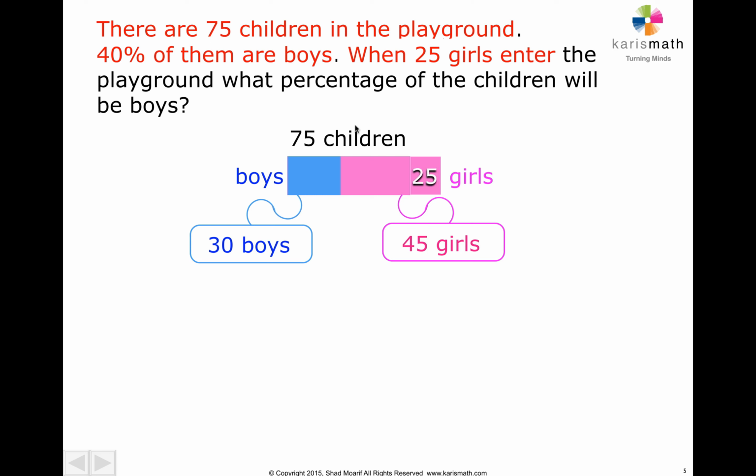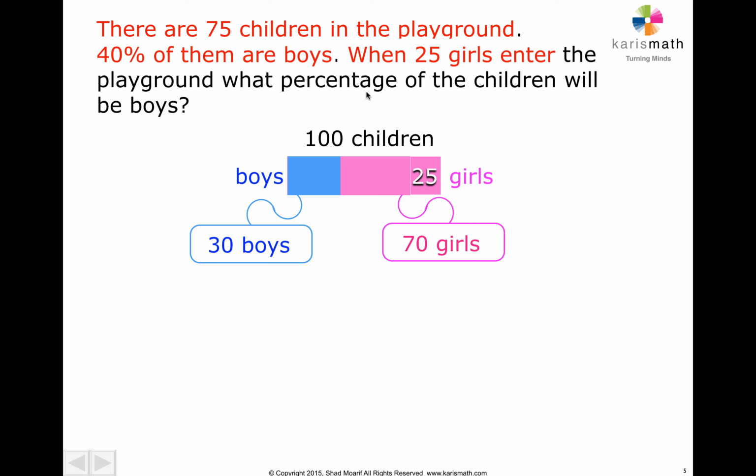You can see it the other way. There were 75 children, right? And then 25 girls enter, so you can add another 25 children to that, and you end up with 100 children. Either way, we know that this lot from here to here is 100 children.